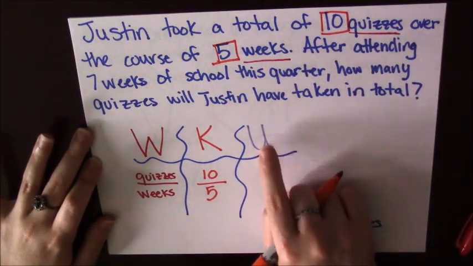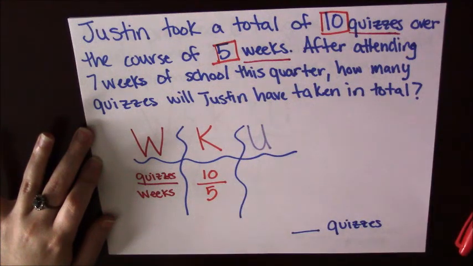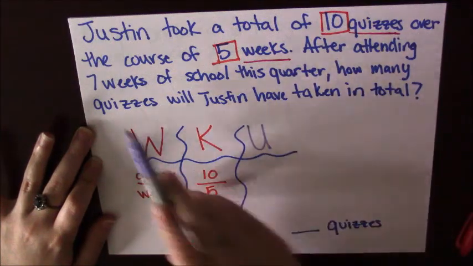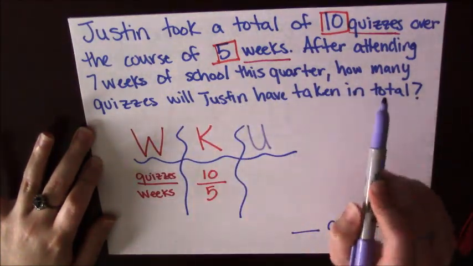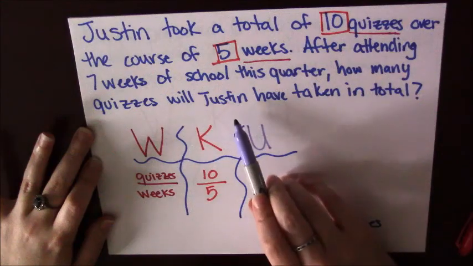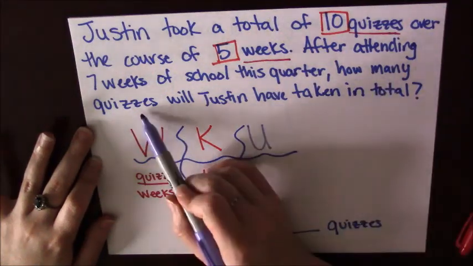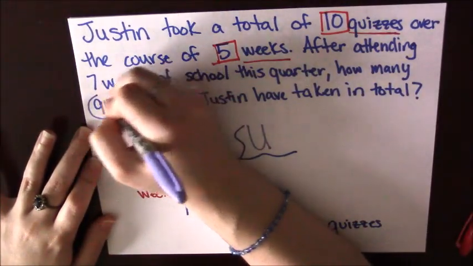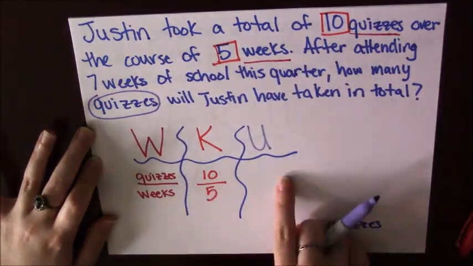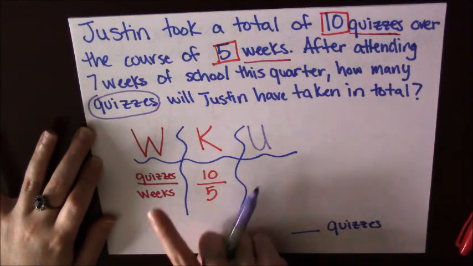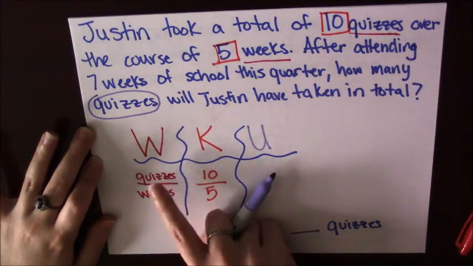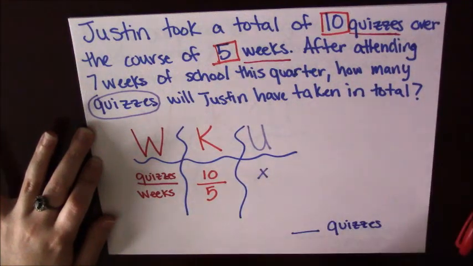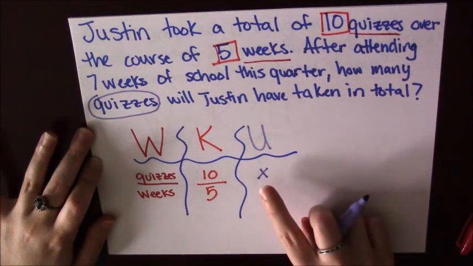Now I go to my unknown. In the next sentence it says, after attending 7 weeks of school this quarter, how many quizzes will Justin have taken in total? My unknown, what am I trying to figure out? I'm trying to find out how many quizzes. So I look down here at my words. Where should I place quizzes? In the numerator. So now generally use X as your variable. So I place X there because it is the unknown.